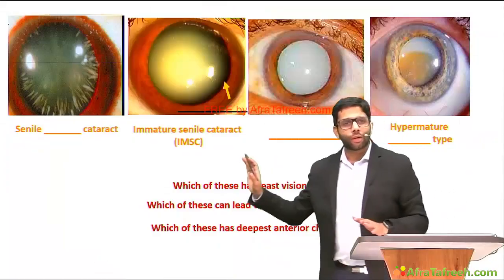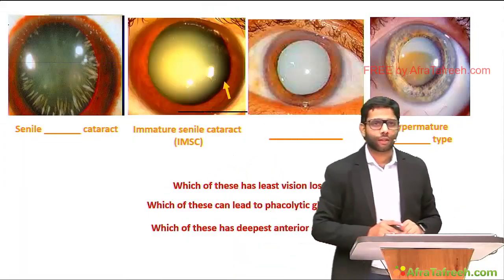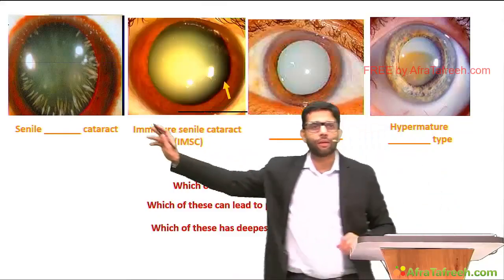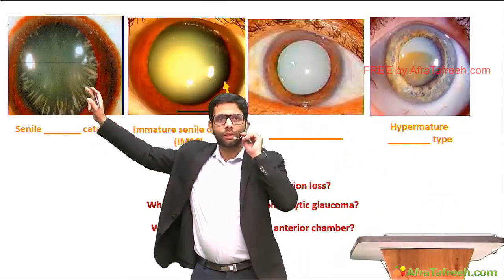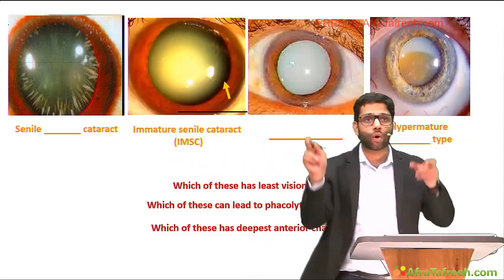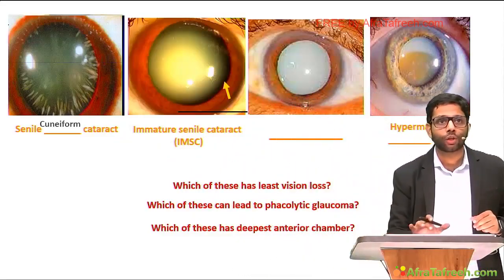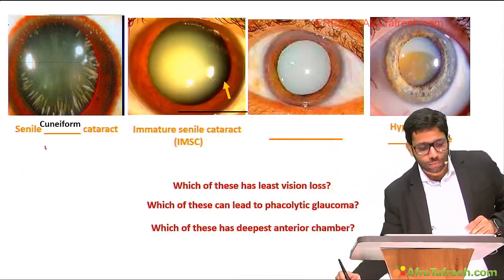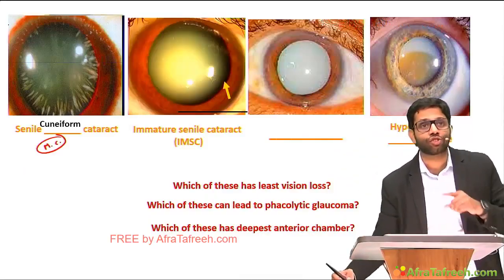Now these four, as I told you, are diffuse images of the slit lamp. In the first picture, if you see, only the periphery of the lens is having opacities, not in the center. So that is a cortical cataract known as cuneiform cataract. Now this is the most common shape of senile cataract.